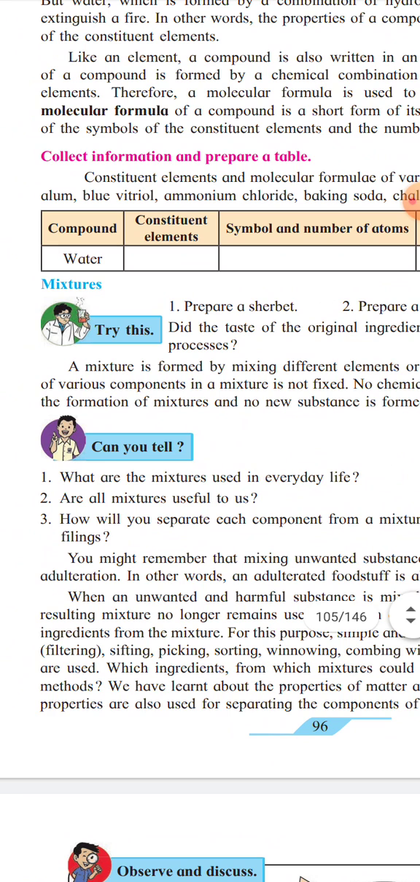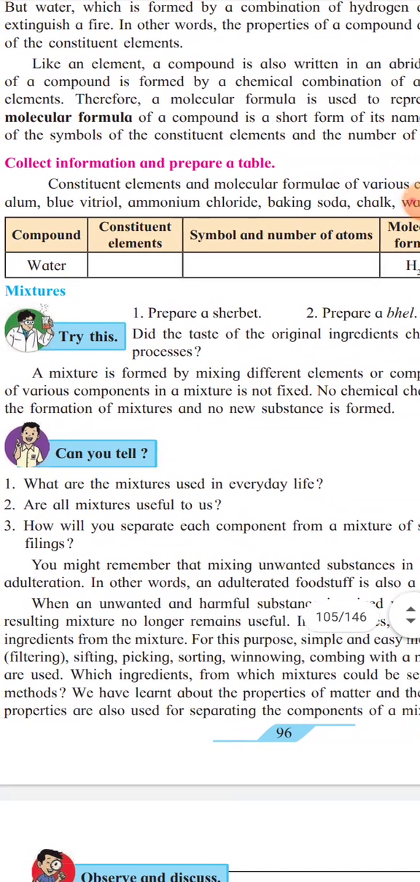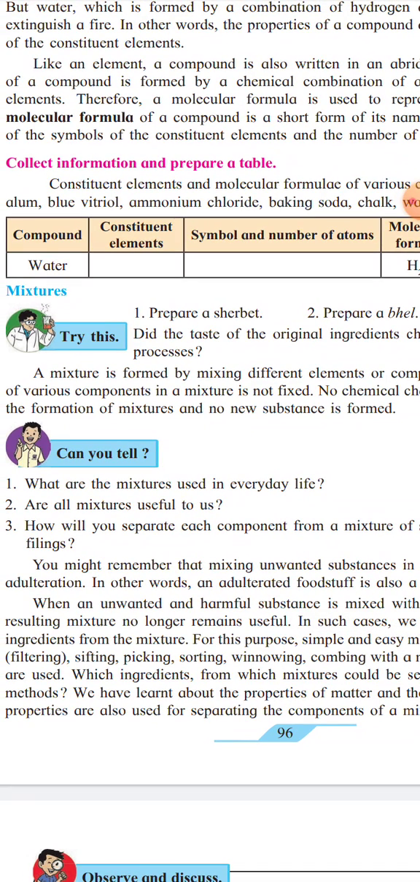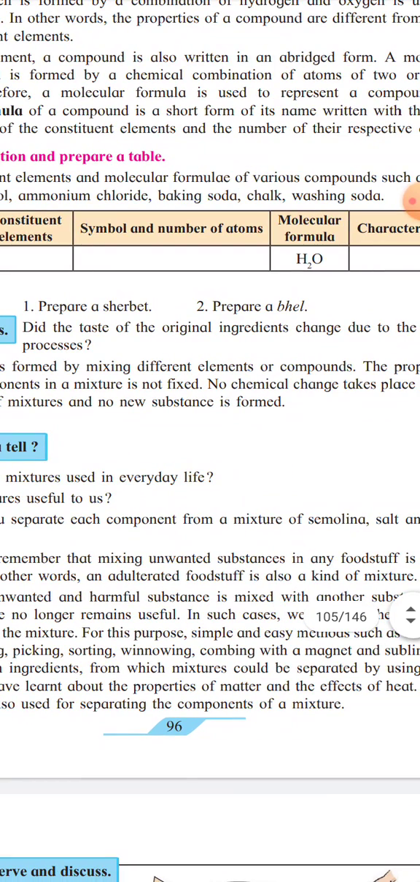In this way, you have to find out the rest of the compounds, their molecular formulas and symbols. The second one, I will tell you: ammonium chloride. Here, nitrogen 1 atom, hydrogen 4 atoms, chlorine 1 atom. Molecular formula for ammonium chloride is NH4Cl. It is used in fertilizers and as a flavoring agent.